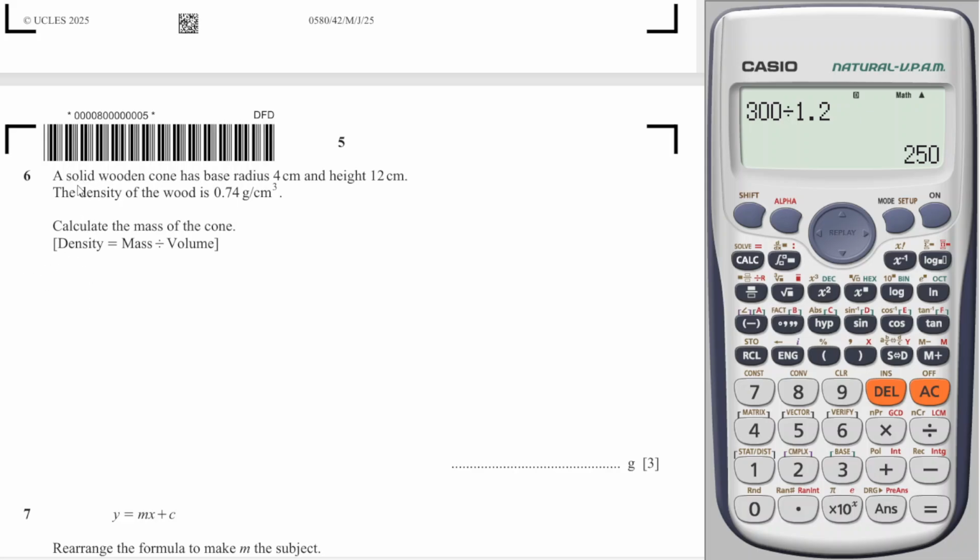Okay, the next one is a solid wooden cone with base radius 4 centimeters and height 12 centimeters. The density of the wood is 0.74 grams per centimeter cubed. Calculate the mass of the cone.